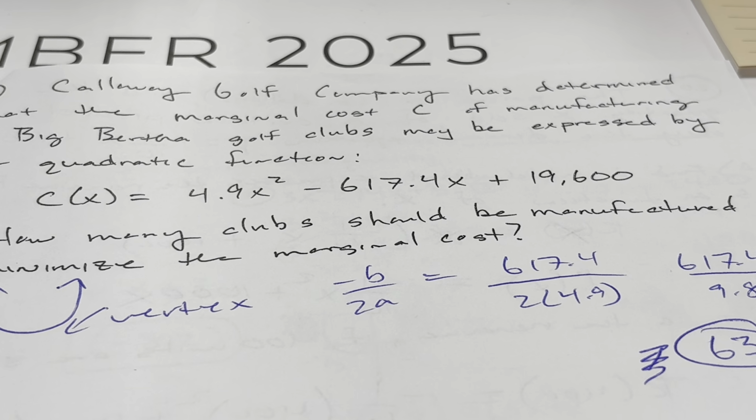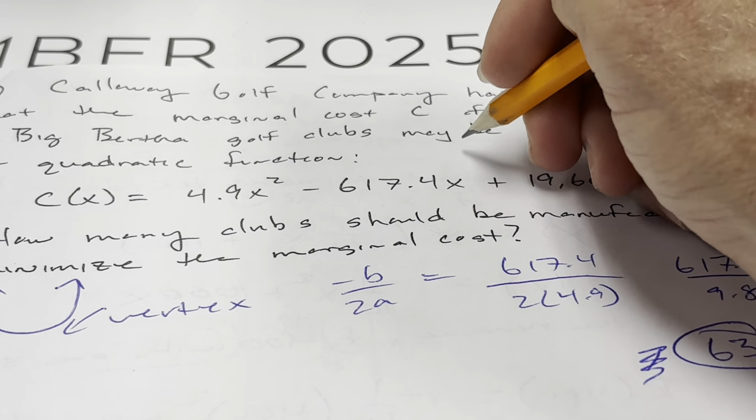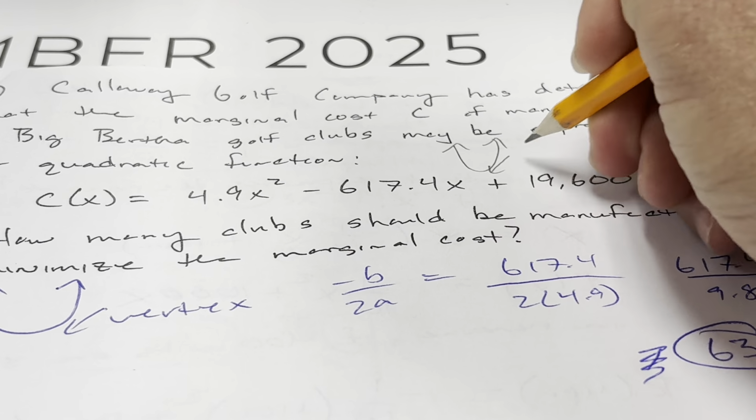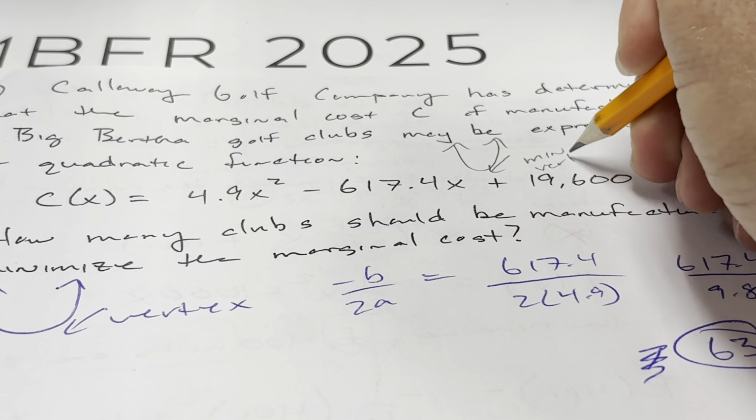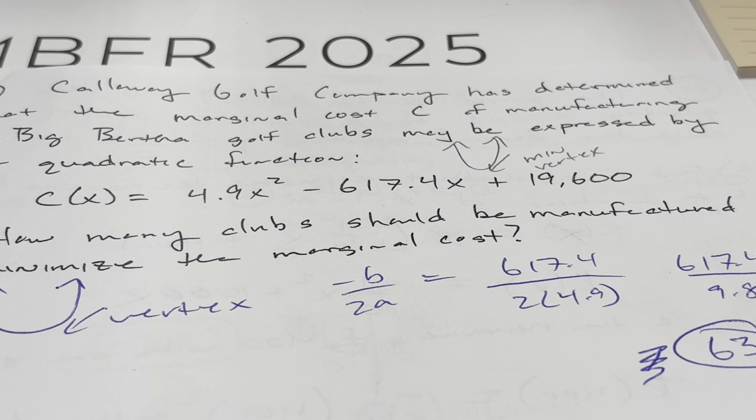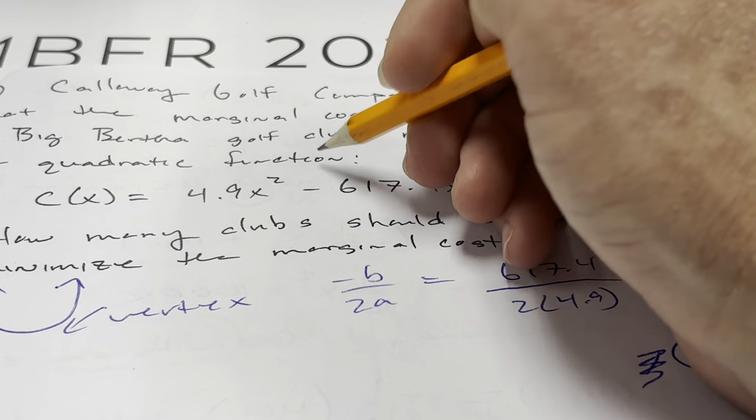All right, so this is the cost function. So this is going to make a U because it's a positive X squared. That makes sense, guys. The vertex is a minimum, and you want to minimize cost. You want to maximize revenue, minimize cost. So how many golf clubs should be manufactured to minimize the marginal costs? Again, it's negative B over 2A.